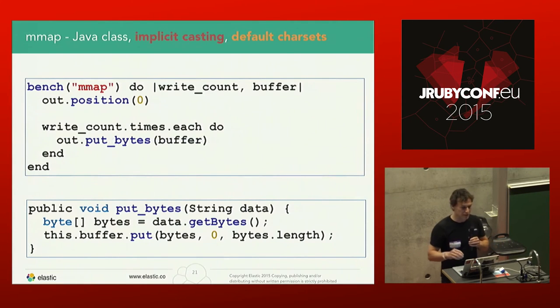Using the Java class, we're going to use implicit casting with the default character set. That means that we're going to pass in our Ruby string to a Java method that accepts a Java string, right? So we can see it. We use out.putByteBuffer, where buffer is a Ruby string. And below, this is the actual Java method, which accepts a Java string, and it gets the bytes, data.getBytes. And we use the buffer, which is the memory map buffer that's been defined, and we do a put for those bytes, as simple as that.